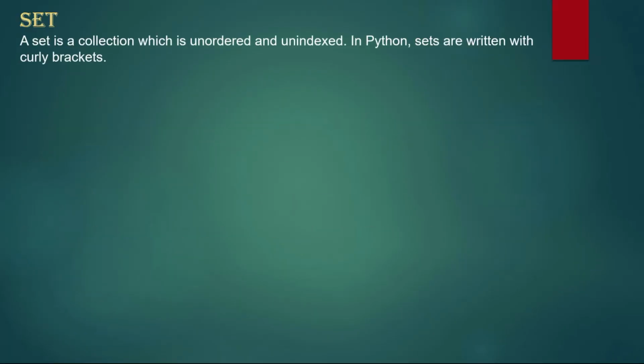Let's start with set. A set is a collection which is unordered and unindexed. It means the set values do not have any indexes. In Python, sets are written in curly brackets. See some examples, like this set: apples, bananas, cherries. They are different words, but they don't have any index numbers.